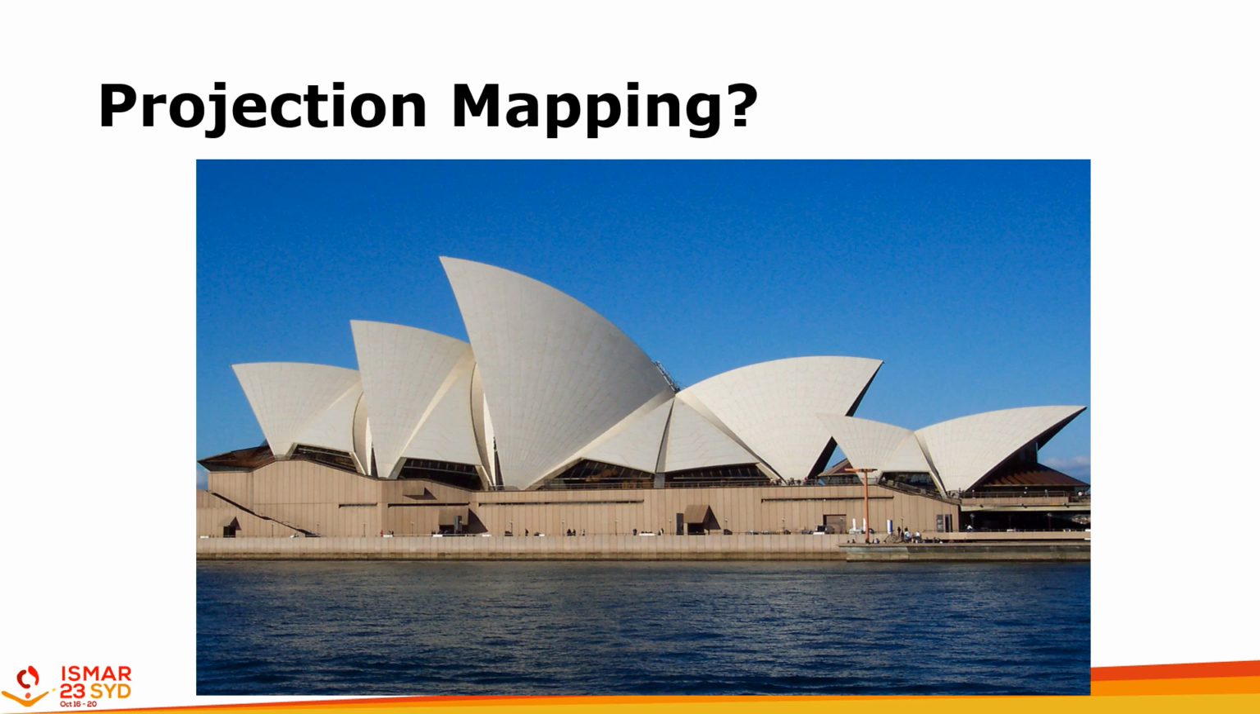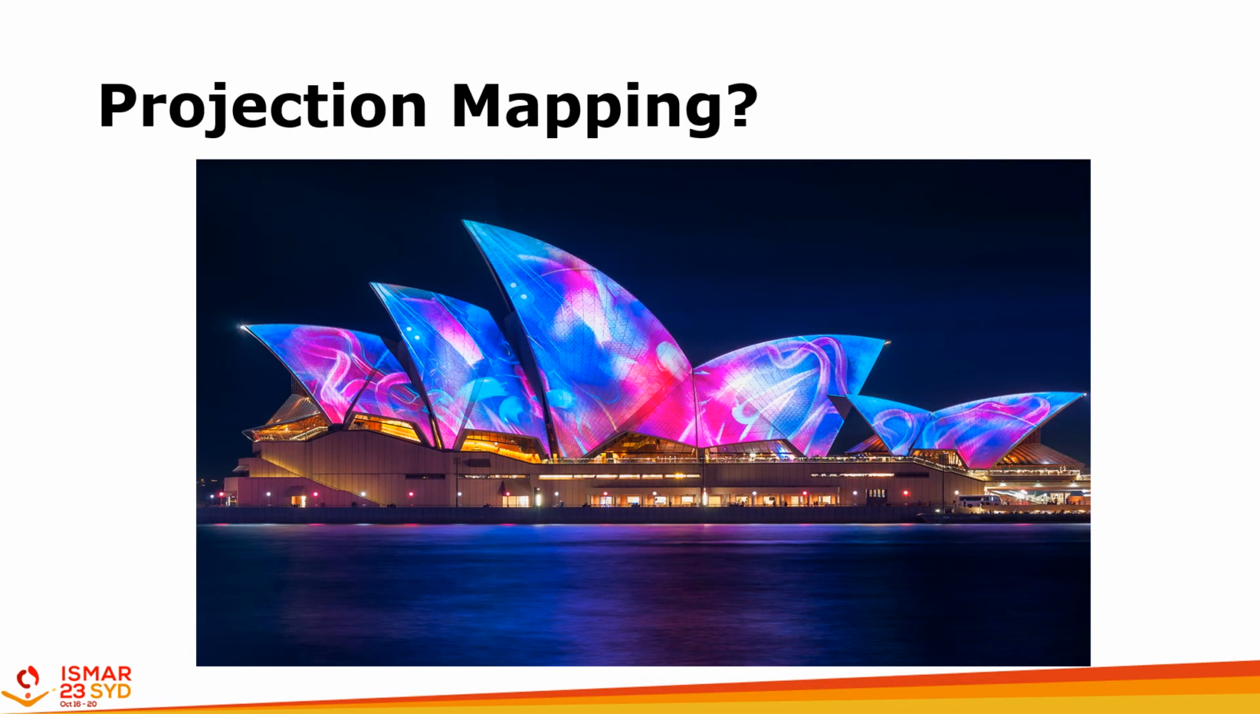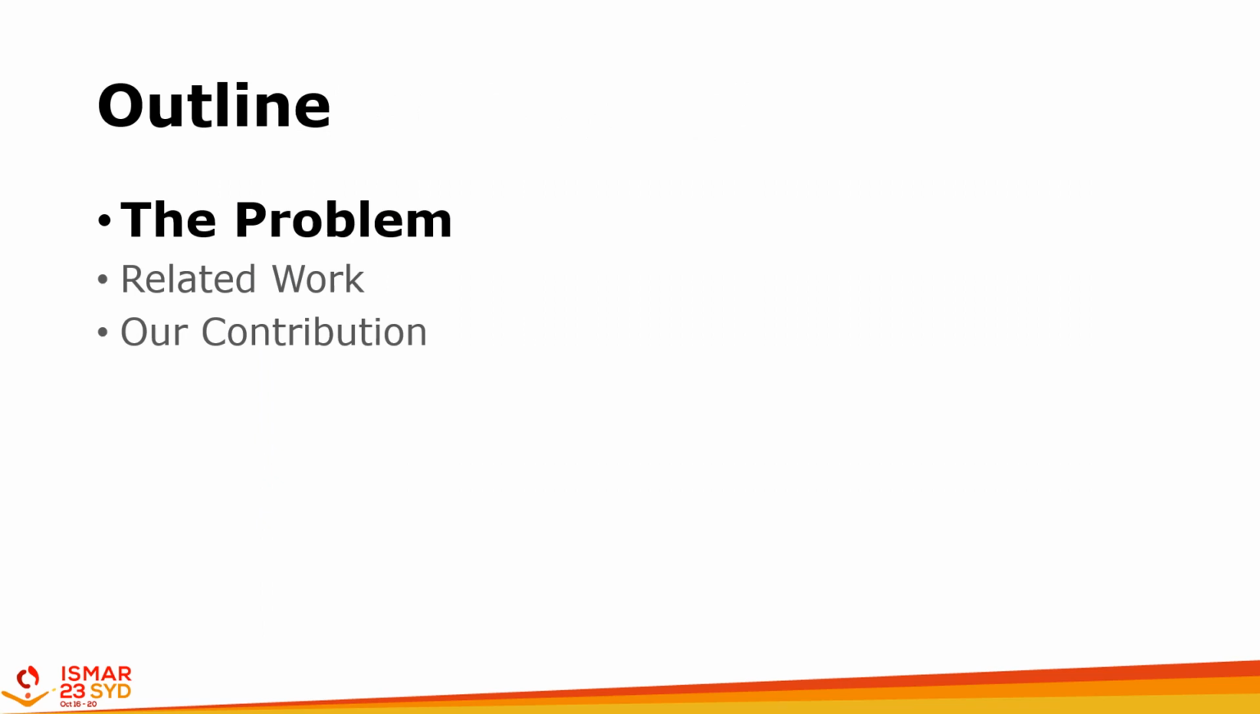Our work is in the domain of projection mapping, which is a technique that uses projectors to map images onto objects and buildings, in this case the Sydney Opera House, and transform their appearance. To understand how it is achieved, let's look at the key problem of projection mapping.